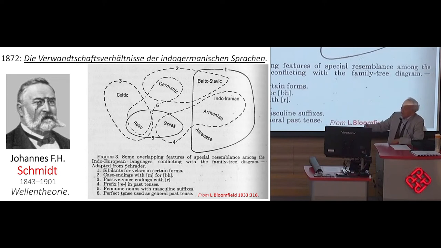And as an illustration of this wave theory, Wellentheorie is the German word for wave theory, we can see a diagram like this. We can see that certain features Celtic shares with Italic, Italic shares with Greek, Italic with Germanic, Indo-Iranian with Armenian, and these are all geographical neighbors. Geography plays a very important role for understanding genetic makeup and linguistics.